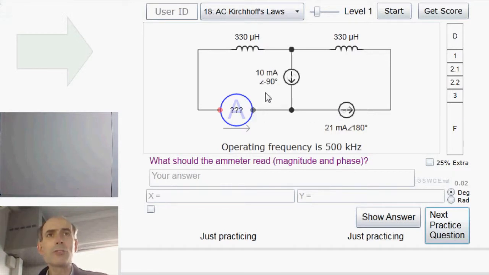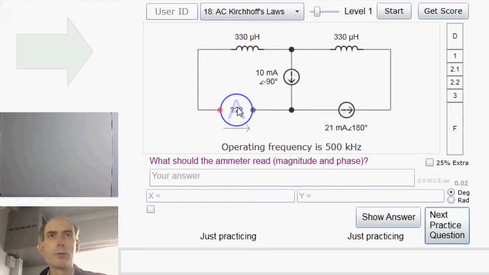But in a way that actually gets easier, provided you've got a calculator able to deal with complex numbers, and at level 1 you have. It's just exactly the same technique as we used in DC circuits. The total current flowing into that node must equal the total current flowing out of that node.